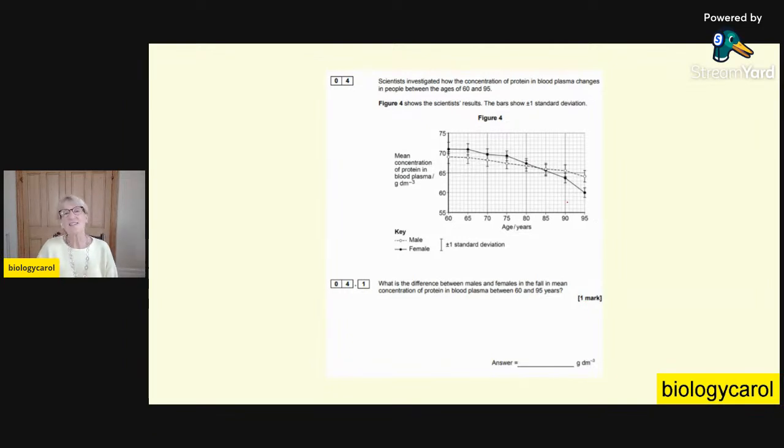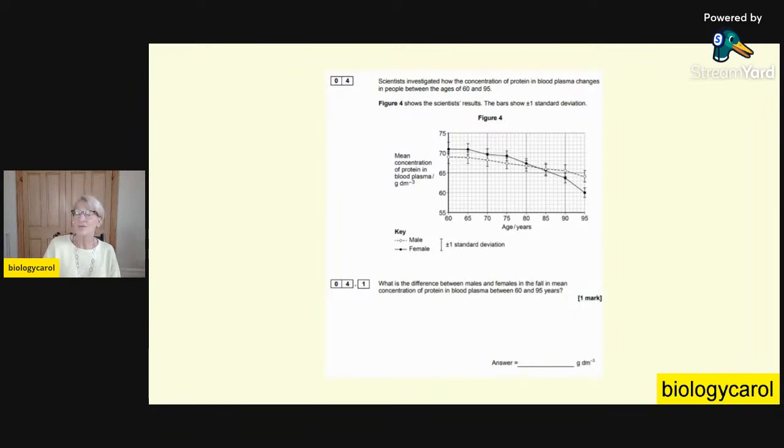Question 4. Scientists investigated how the concentration of protein in blood plasma changes in people between the ages of 65 and 95. Figure 4 shows the results, and the bars are plus or minus 1 standard deviation. What is the difference between males and females in the fall of mean concentration of protein in blood plasma between 60 and 95 years? Well, I don't know about you, I had to read that question twice to get my head around what the maths was that they wanted me to do.